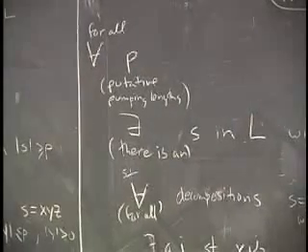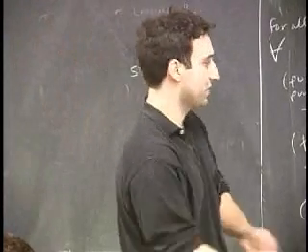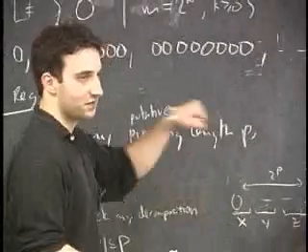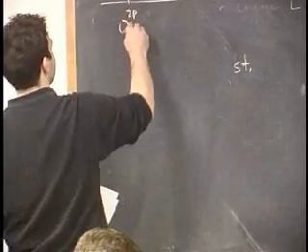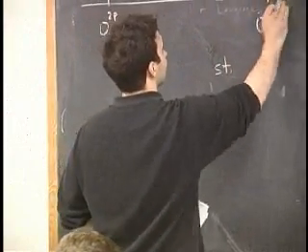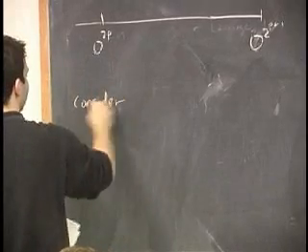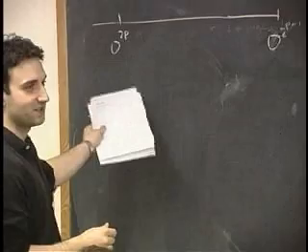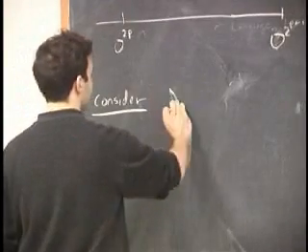What do I have to do now? Do I have to do that for all j? No, I just have to show there exists a j. Whatever decomposition I pick here, I just have to find one case where, when I ratchet it up, I get something that's not in the language. So here's 0 to the 2 to the p, and 0 to the 2 to the p plus 1. What's the easiest example I could take? x, y, y, z: j equals 2.